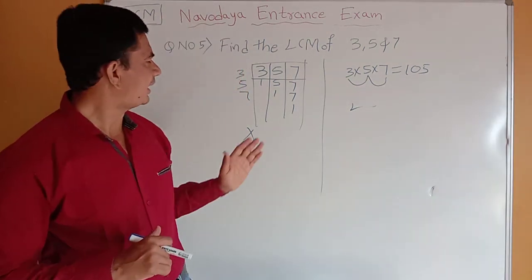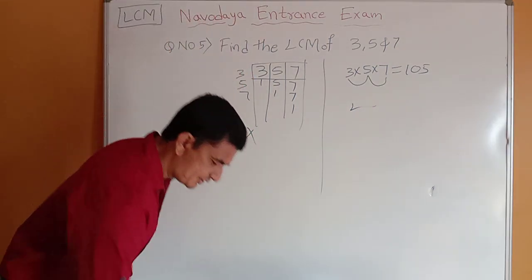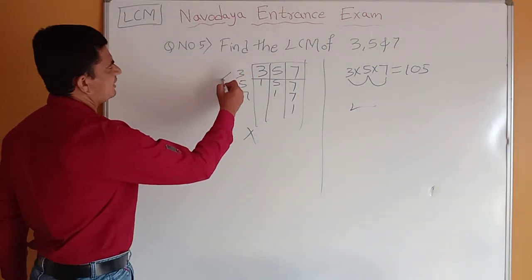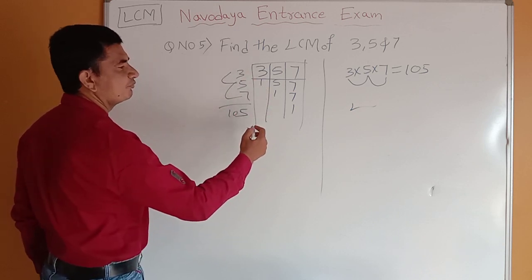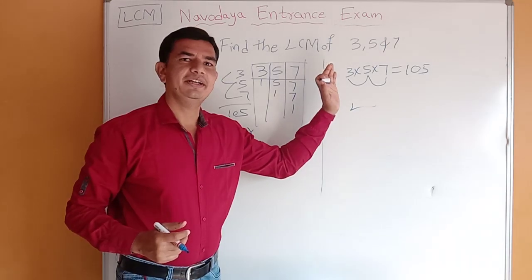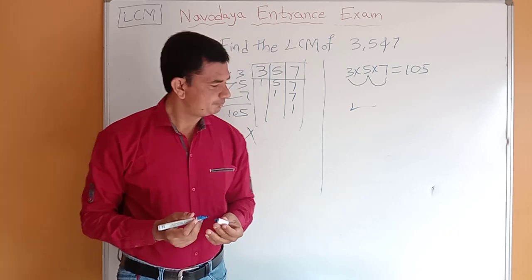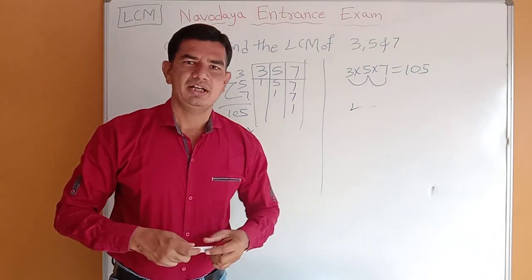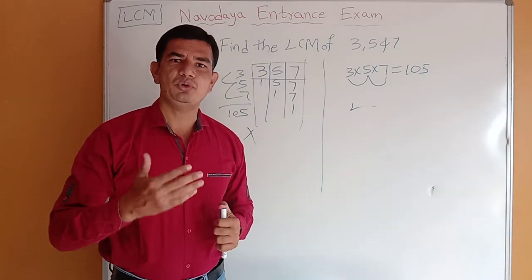Okay friends, I hope you understood all this. Again, the last thing you have to remember: 3 fives are 15, 15 sevens are 105. So this is also correct. But what I told you, we have to prepare this method to save our time. I hope you all understood what I told today.